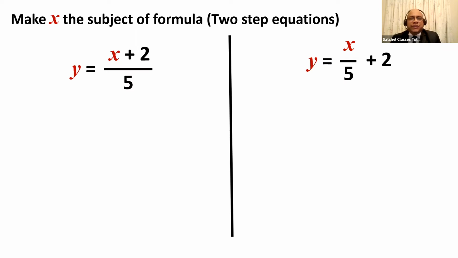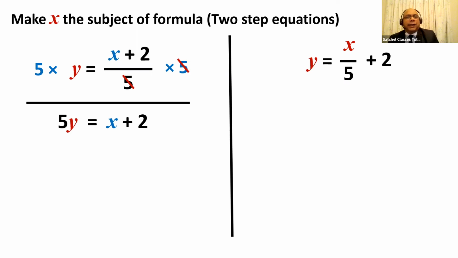The first step is to get rid of 5. Because it is getting divided and the inverse of division is multiplication, the first step is to multiply both sides by 5. Correct? So we are left with 5y on the left hand side, and on the right hand side, the divided by 5 gets cancelled with the multiplied by 5, correct? Because divide by 5 and multiplied by 5 is 1. So you're only left with x plus 2.